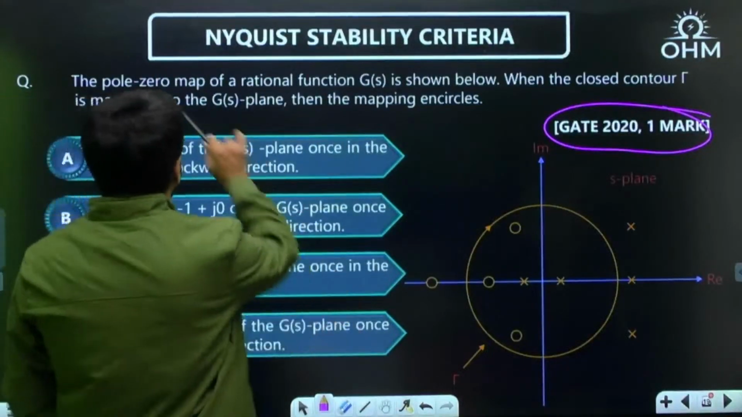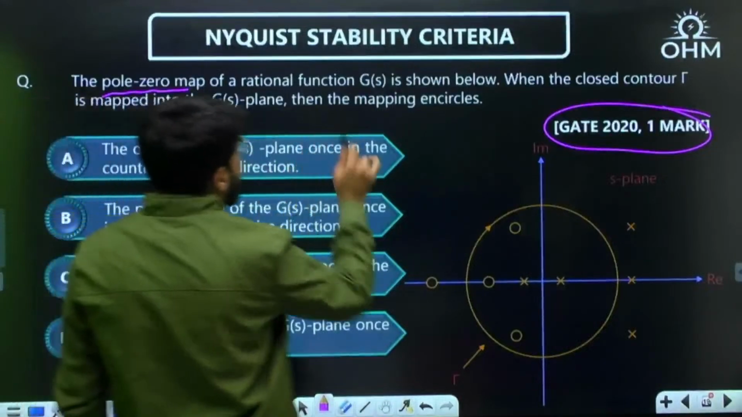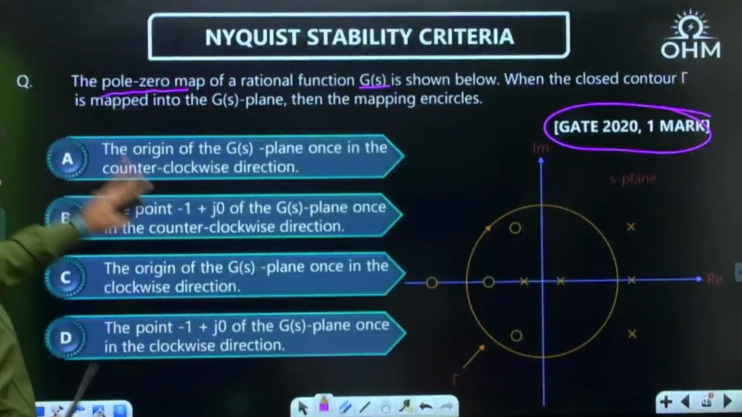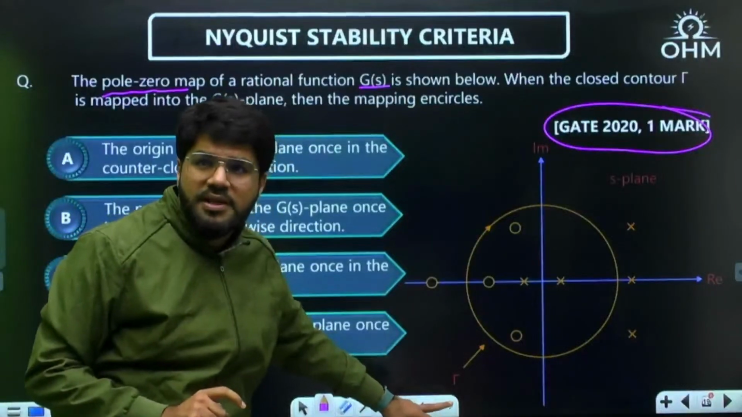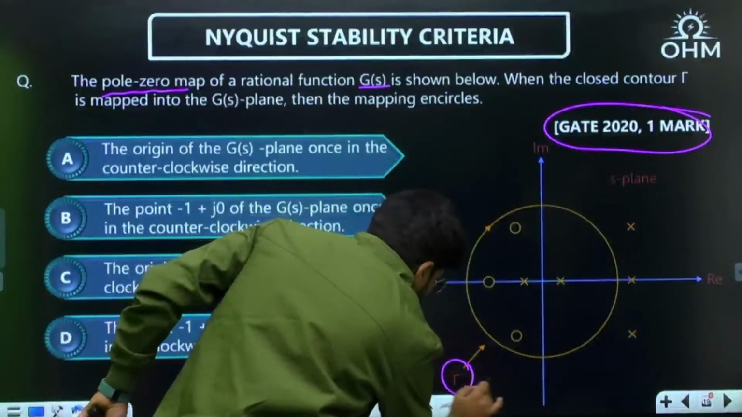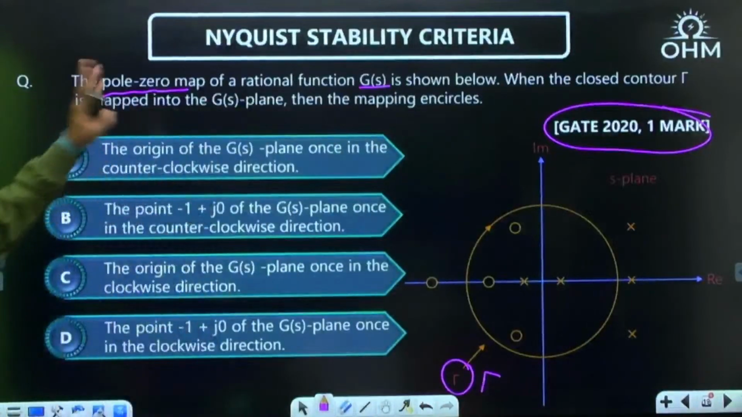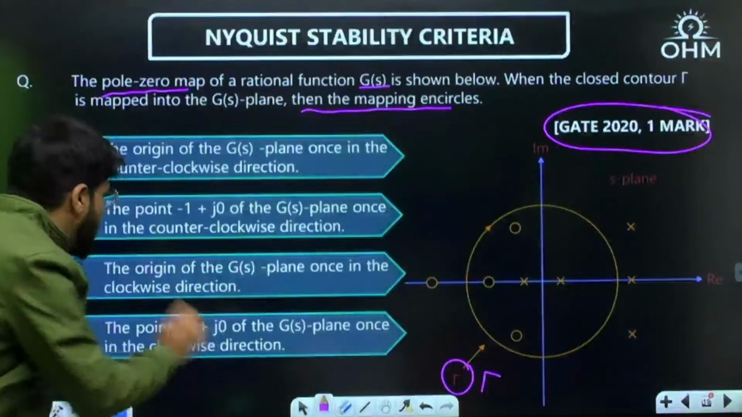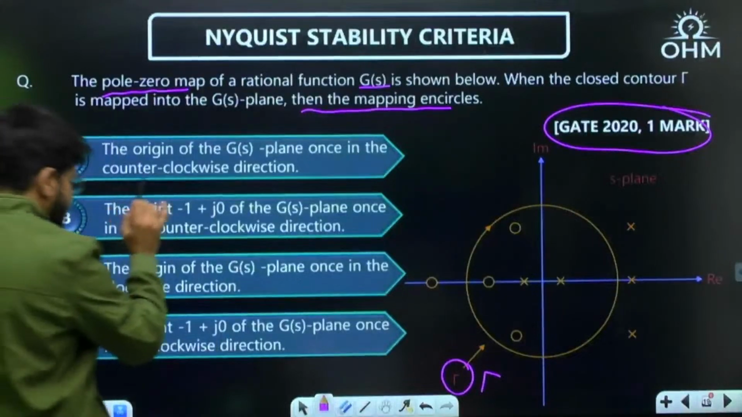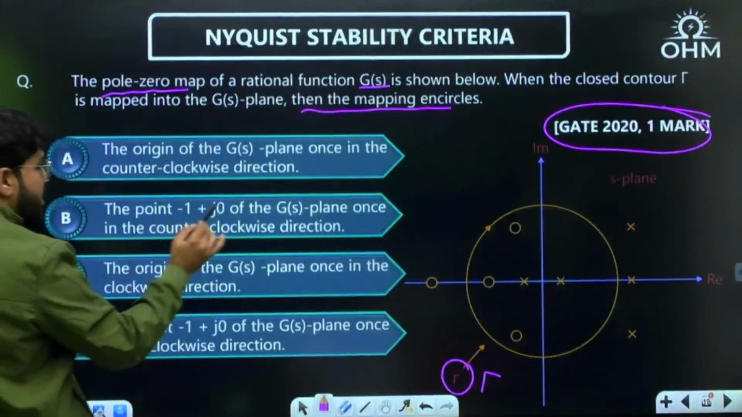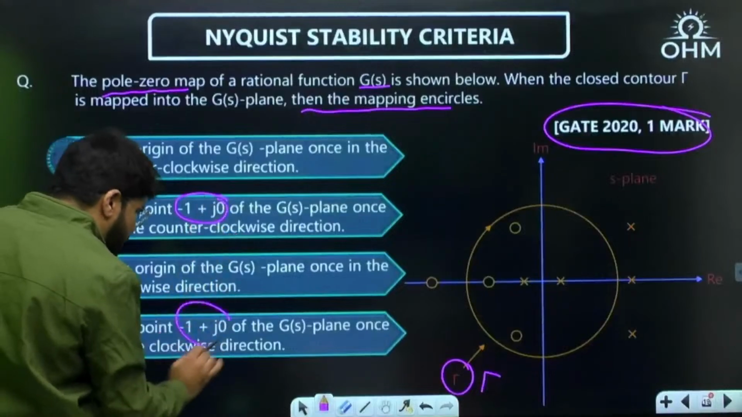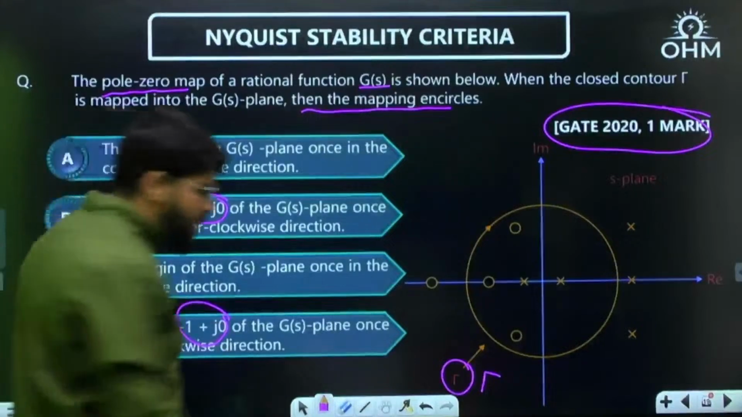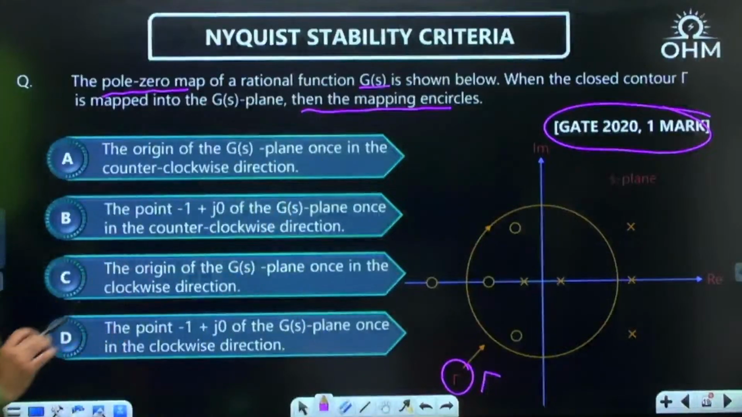So see, the pole zero map is given. Some function G(s), some pole zero plot is given. When the closed contour tau, this is some closed contour tau mentioned, is mapped into the G(s) plane, then the mapping in the G(s) plane encircles origin how many times? See, this question is also talking about the encirclement of -1 plus j0. Very soon I will come to it. Just skip it for a moment. But right now let's talk about origin point.